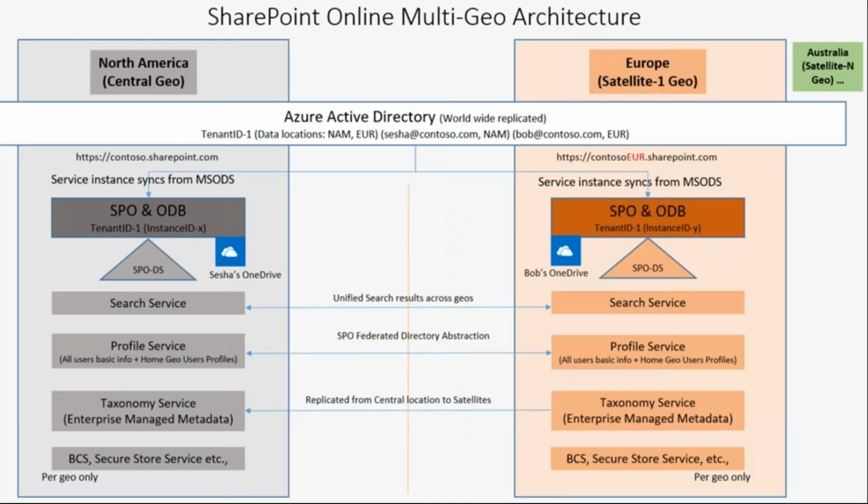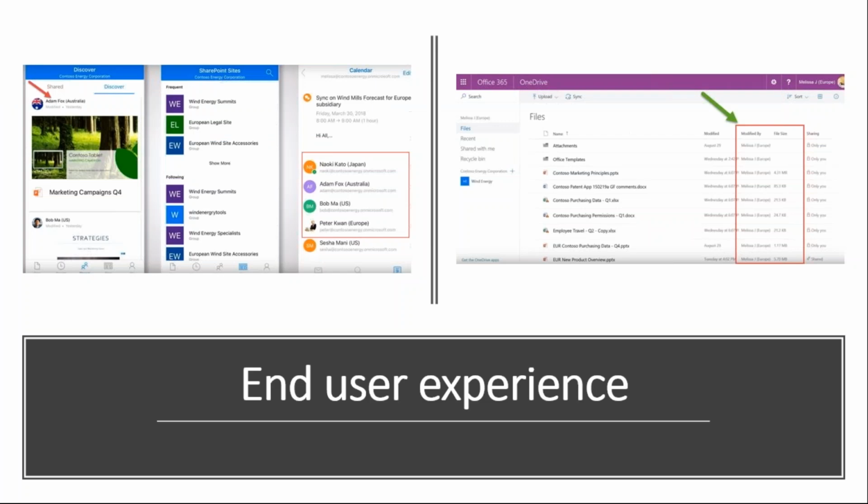So this is the architecture for multi-geo support. This was basically taken from your Ignite conference. Maybe later when I'm sharing the slide with you folks, you can pay attention to the architecture and understand how this has been architected by Microsoft in their data centers.